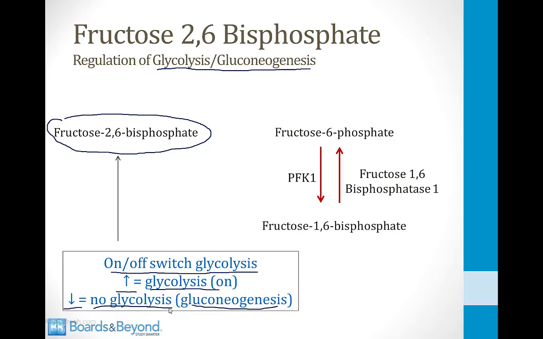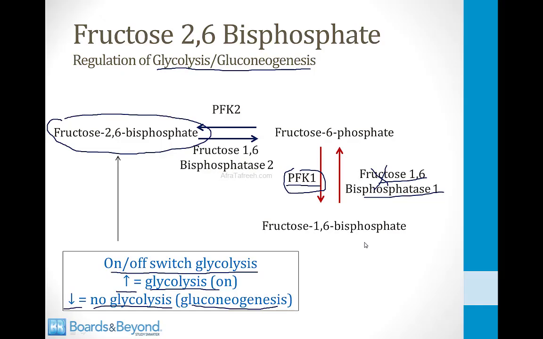The way fructose 2,6-bisphosphate does this is by manipulating the enzymes PFK1 and fructose 1,6-bisphosphatase 1. When it wants to favor glycolysis, it will activate this enzyme and inactivate this one. And when it wants to favor gluconeogenesis, it will do the reverse. What's confusing about fructose 2,6-bisphosphate is that it is synthesized as an offshoot of fructose 6-phosphate, one of the molecules whose levels it is designed to control.